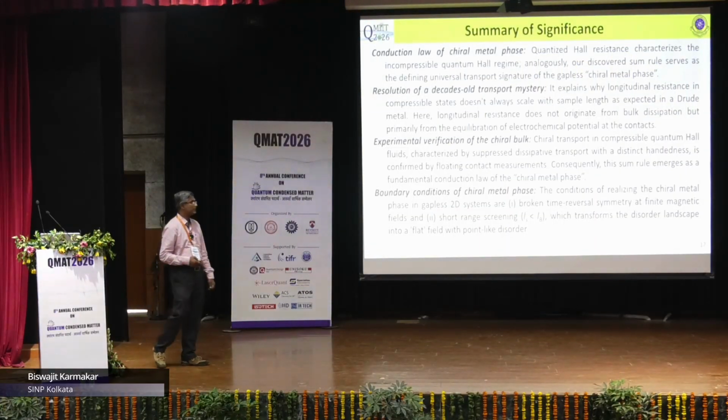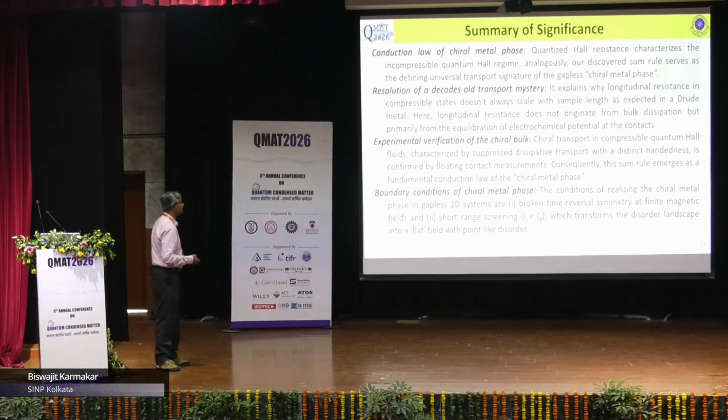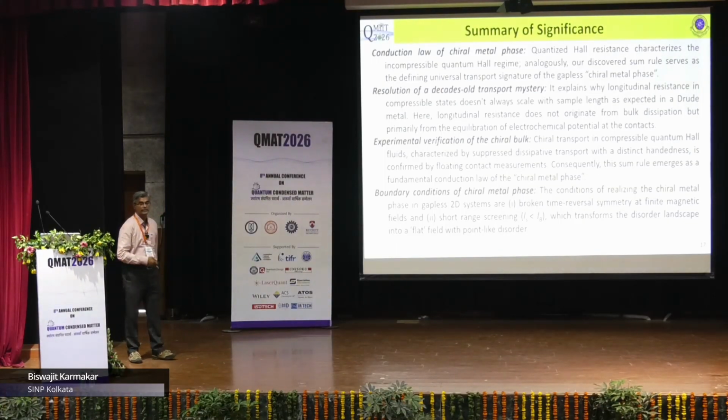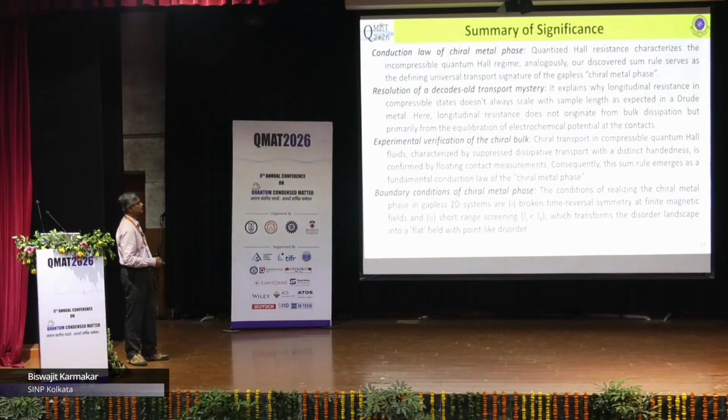So now, what is the significance of our discovery? We have discovered this new conduction law of the chiral metal phase, which is the sum rule of conductance. Next, we have resolved the transport mystery. Earlier we used to think that Rxx is finite because of dissipation or percolation, but we say no, it originates from equilibration of electrochemical potentials.